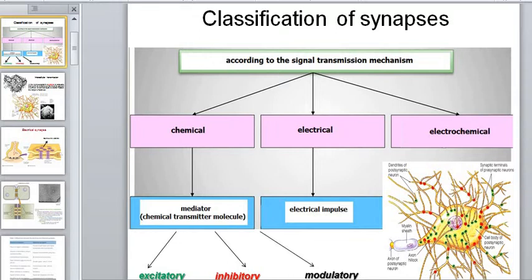Chemical synapses are the result of neurotransmitter release and always travel in one direction. And you see the chemical mediator, the transmitter molecule, can be excitatory, inhibitory, and modulatory. So synapses can be excitatory, inhibitory, and modulatory. Electrical synapses are only excitatory synapses, and sometimes some books describe electrochemical synapses.